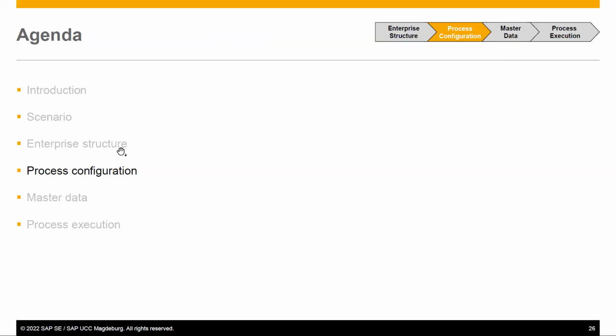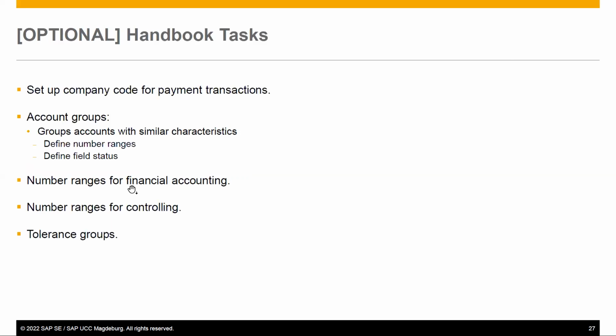And then once we are done with the enterprise structure or organizational data, now we will configure, we will do the process configuration. And after that, we'll do the master data, and then we'll test the system. So let's see what we have in the process configuration. In the process configuration, we'll set up the company code for payment transaction. We'll create the account group. We will give the number range for financial accounting.